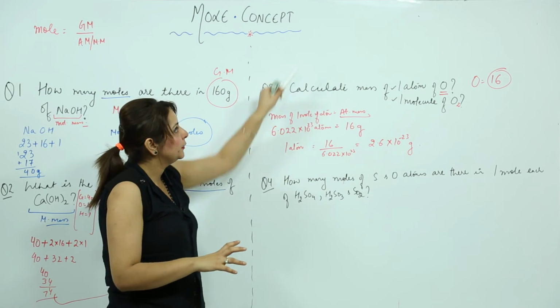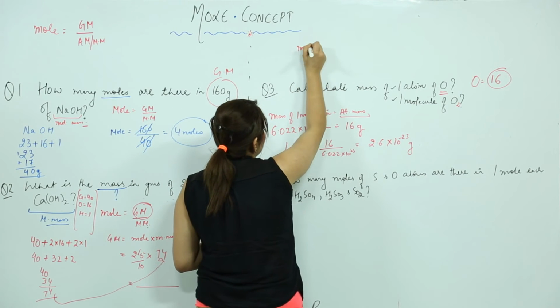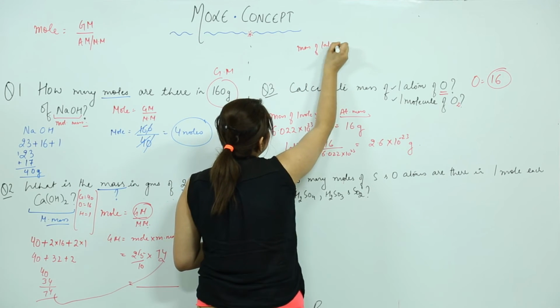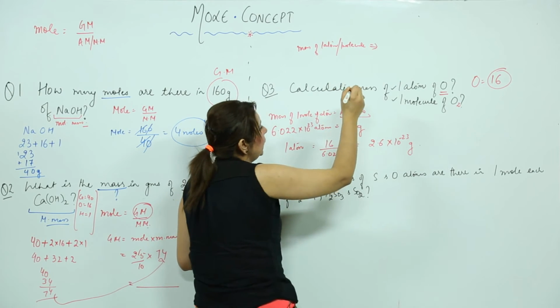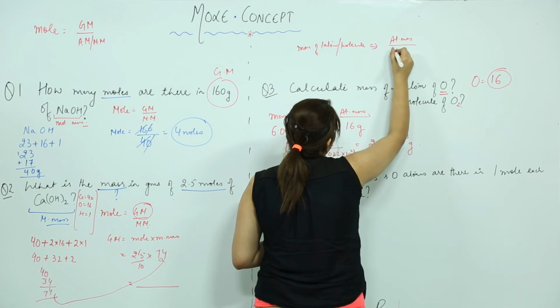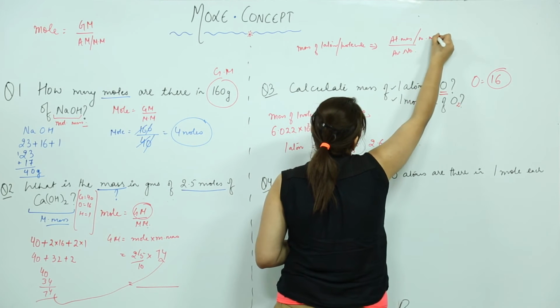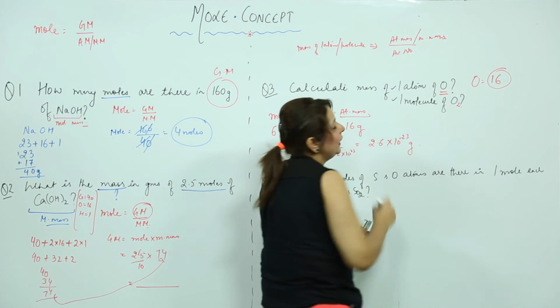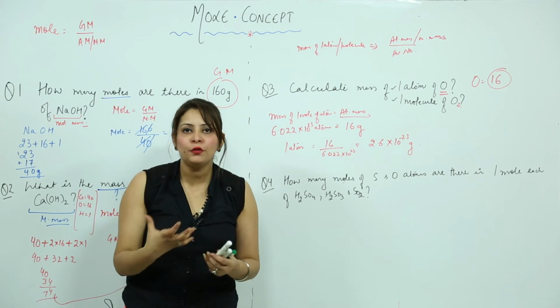So I'll just sum up the formula above. If somebody asks you to find the mass of one atom or the mass of one molecule, what formula will you directly use? You will use atomic mass divided by Avogadro number, or if it is a molecule, then molecular mass again divided by Avogadro number, right? So see, you can just cram the formulas also, right?